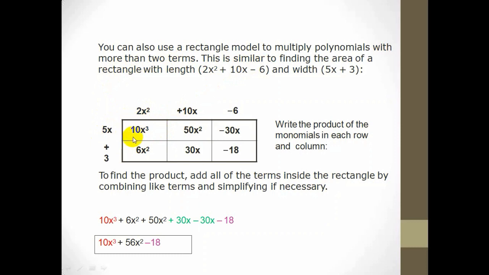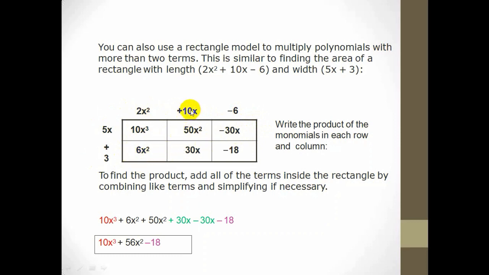5 times 2 is 10, 10x cube, and now this is the length, this is the width. 5 times 10 is 50x multiplied by x square. Now in this rectangle, this is the length and this is the width. 5x multiplied by minus 6 is minus 30x. Now for this rectangle, this is the length and this is the width. So 3 multiplied by 2x square means 6x square.